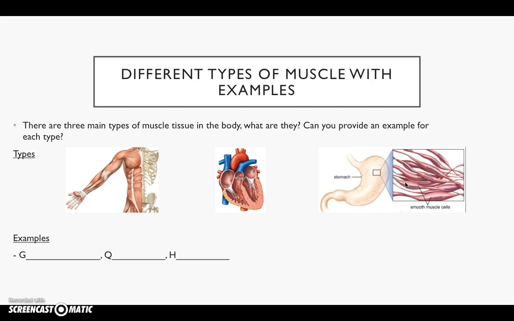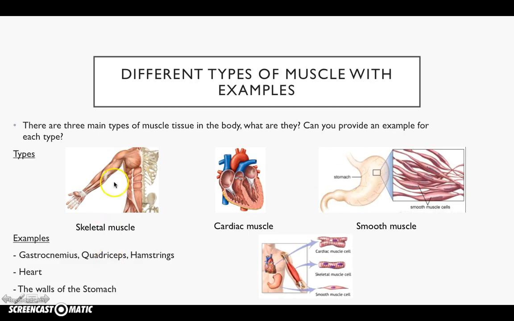So examples for picture number 1, G, Q, H. Example for number 2, pretty self-explanatory that one. Example for number 3 is that one. See if that helps you out. This may help you out, which means you can get to the answers of these three here. So if you pause that, give it a go.